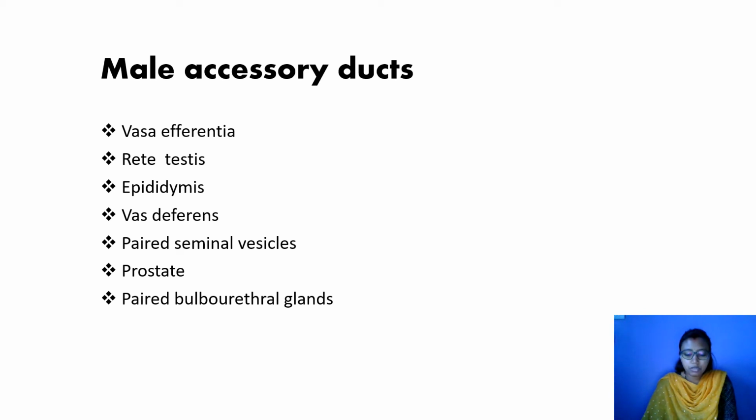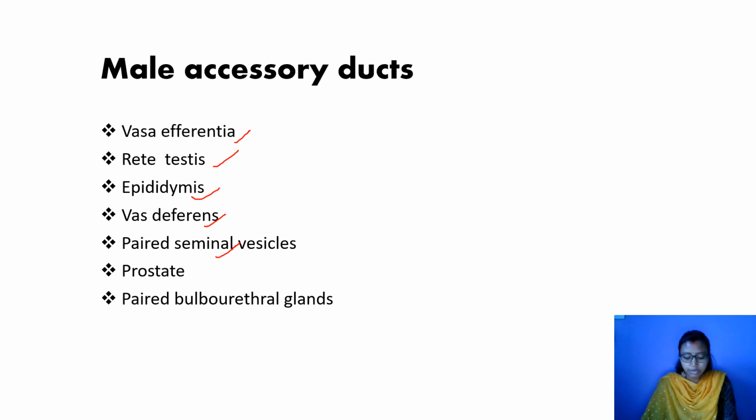The seminiferous tubules of the testis open into vasa efferentia through rete testis. The vasa efferentia leave the testis and open into the epididymis, which is located on the posterior surface of the testis. The epididymis leads to vas deferens that ascends to the abdomen and loops over the urinary bladder, which receives a duct from seminal vesicles and opens into urethra as an ejaculatory duct.